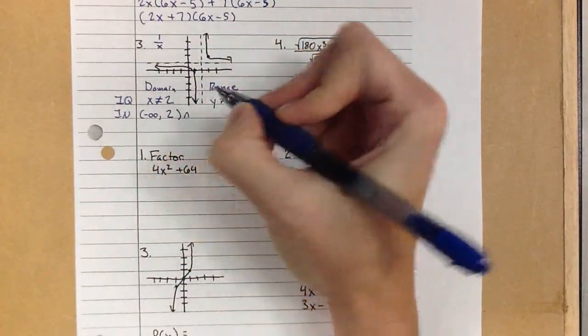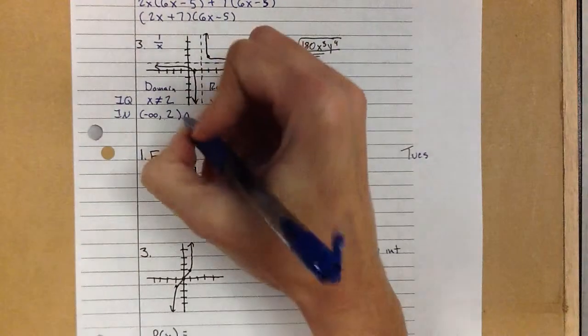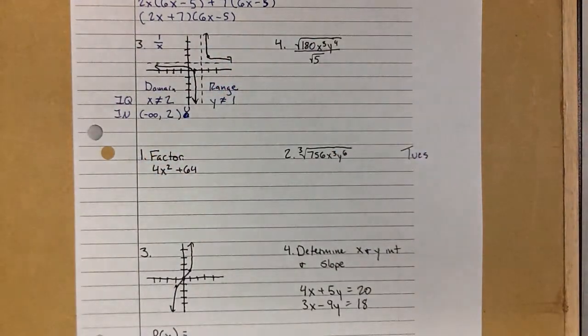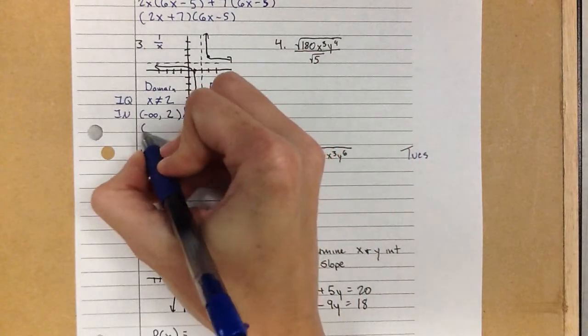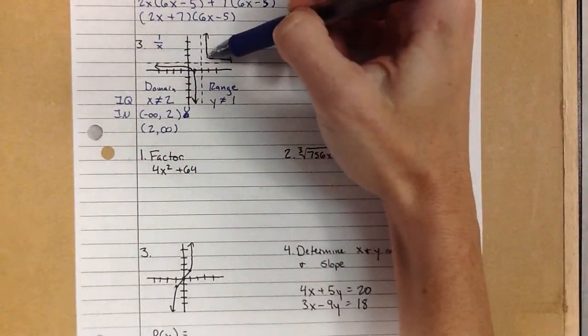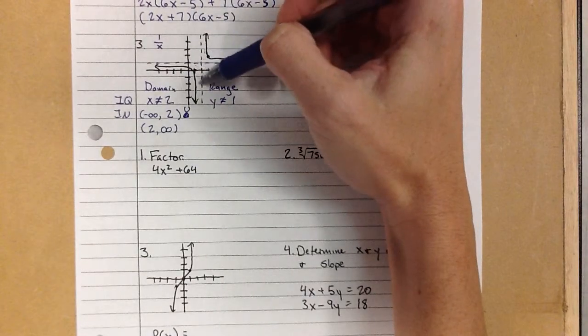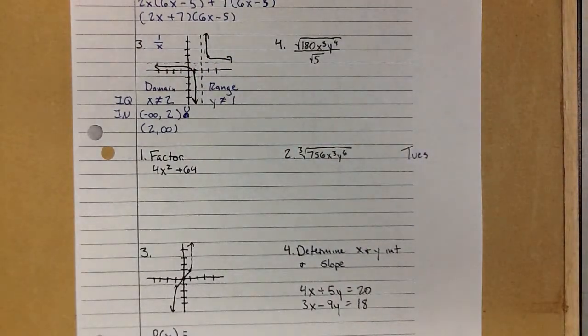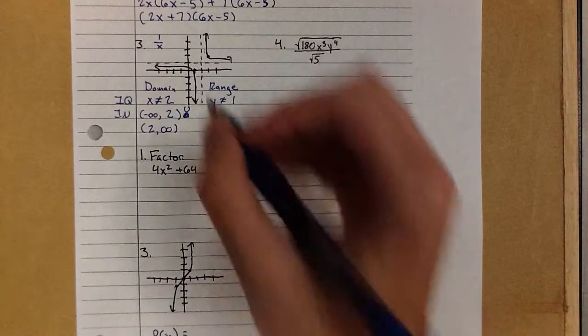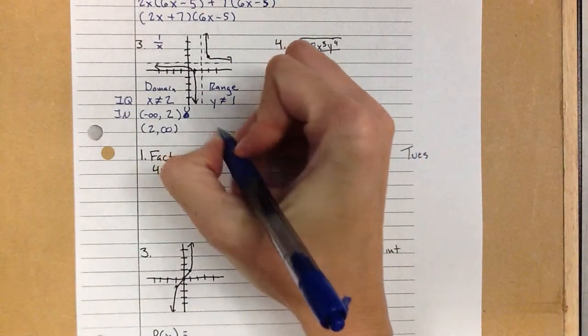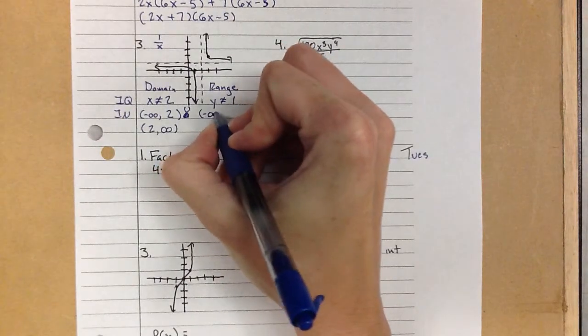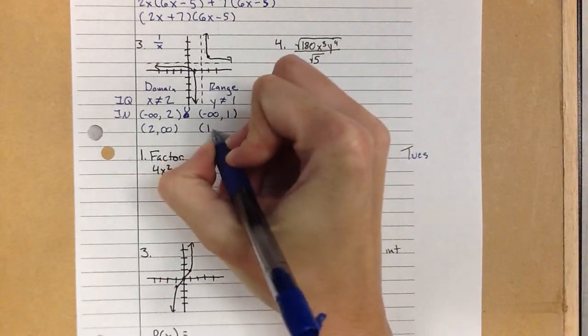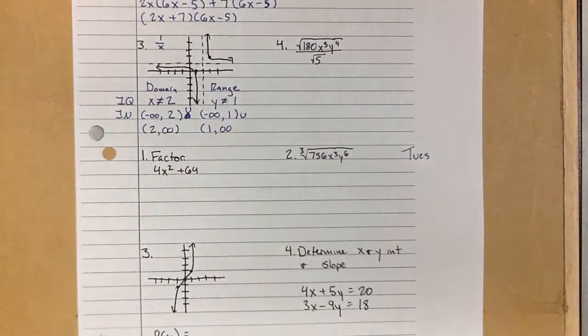Okay? And then what happens? I always do that the wrong way. Where does it start again? Starts at 2 again, 2 to infinity. It's getting really close to this, but not touching it. Same thing down here. So what would your range be in interval notation? Negative infinity to 1, and then 1 to positive infinity. Yep. Good.